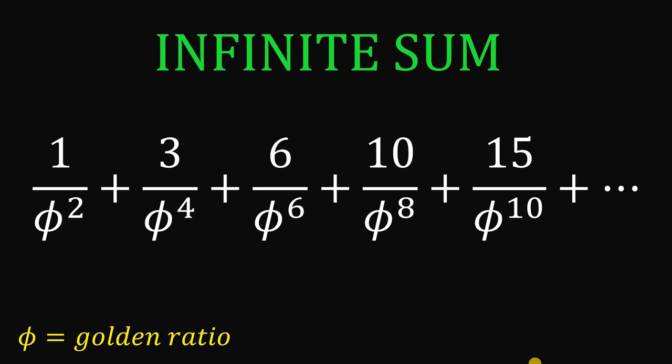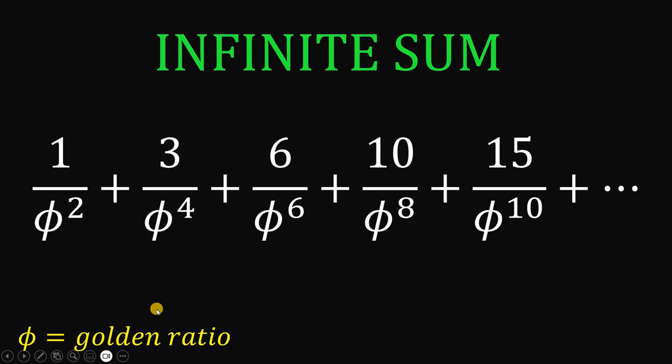Can you solve this math challenge? The question goes like this. Find the value of this infinite sum: 1 over 5 squared plus 3 over 5 raised to the 4th power plus 6 over 5 raised to the 6th power plus 10 over 5 raised to the 8th power plus 15 over 5 raised to the 10th power, and so on and so forth, wherein phi is the golden ratio.